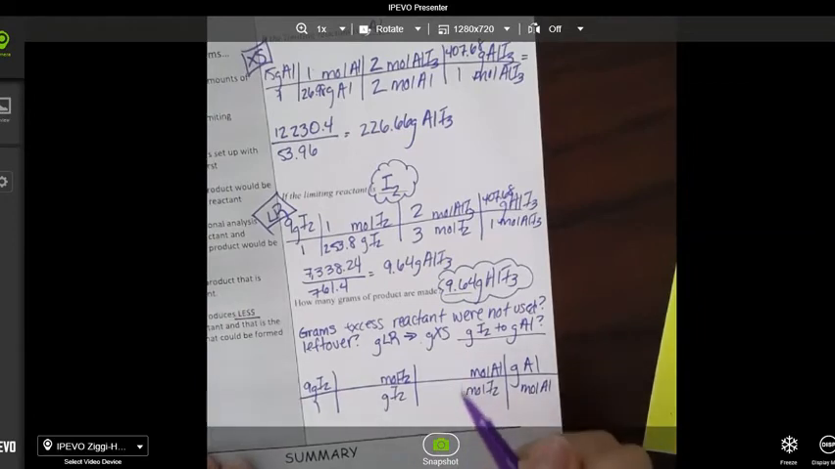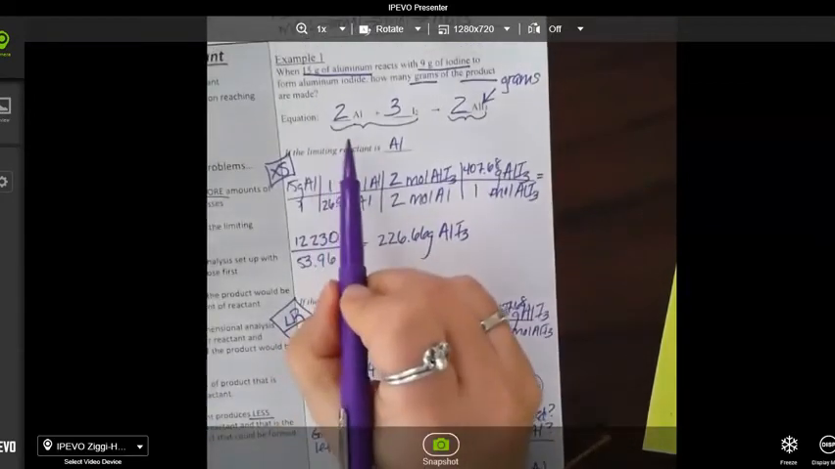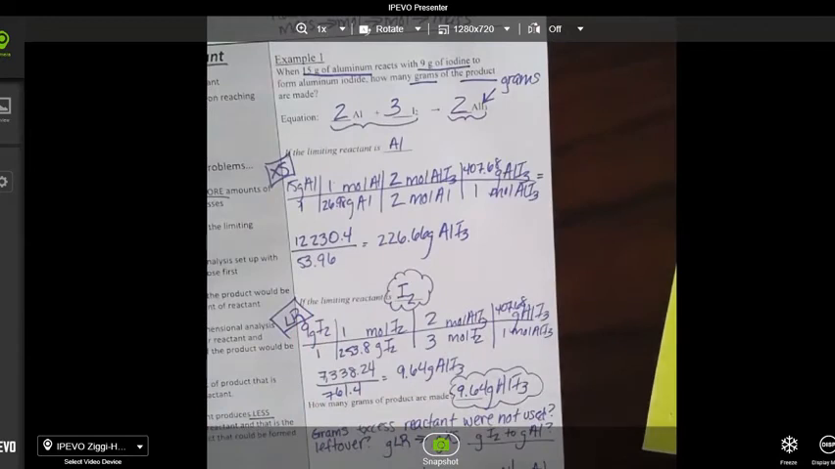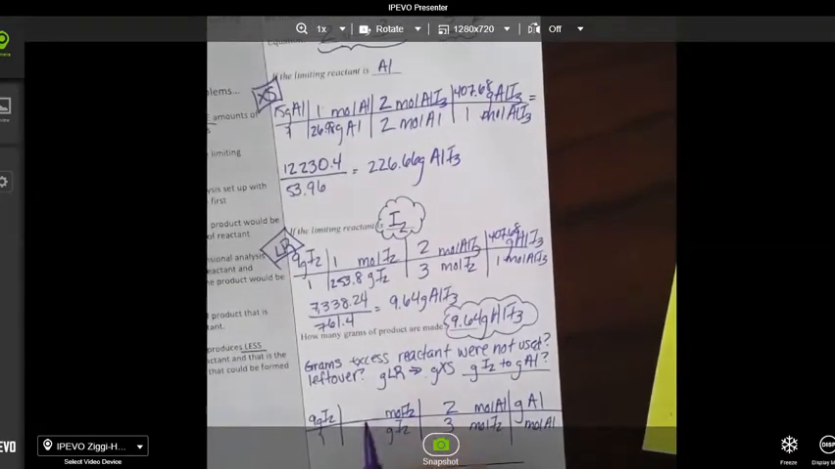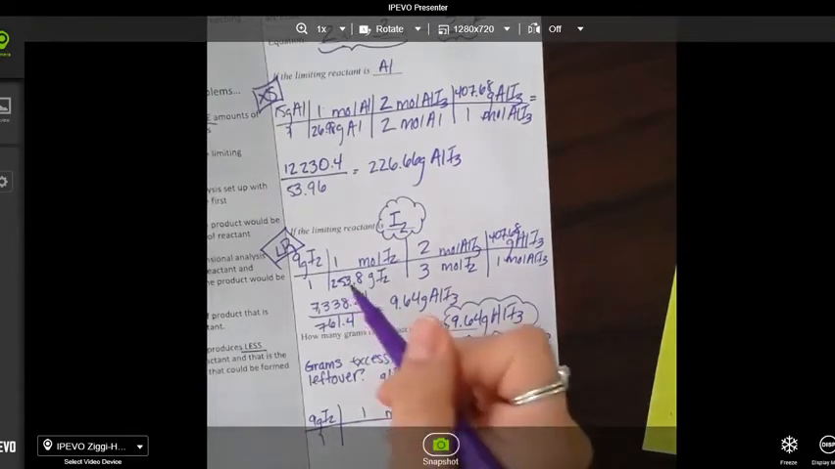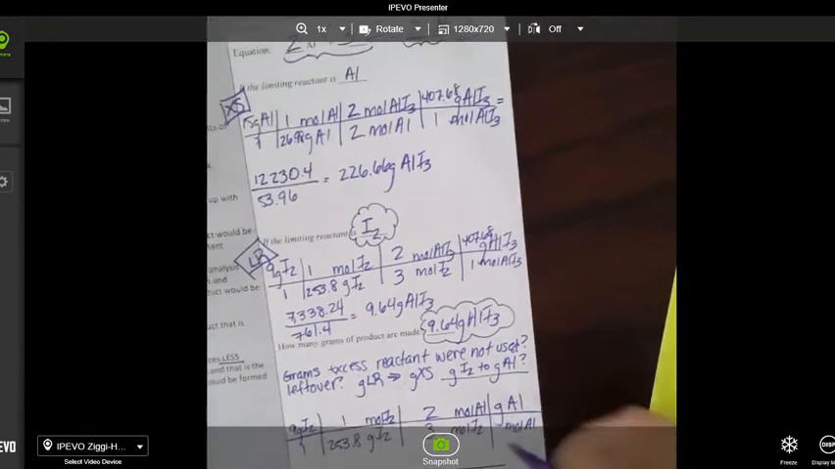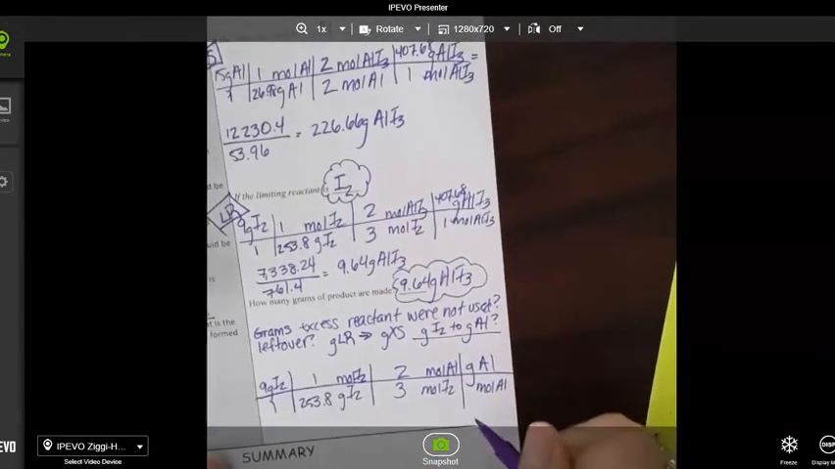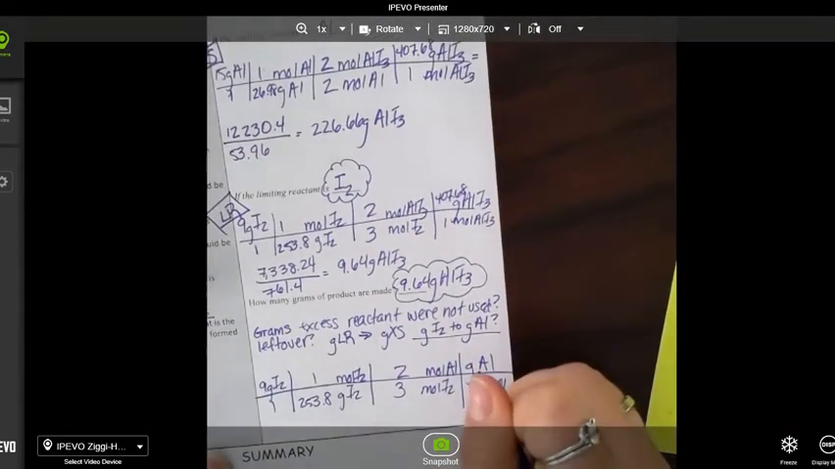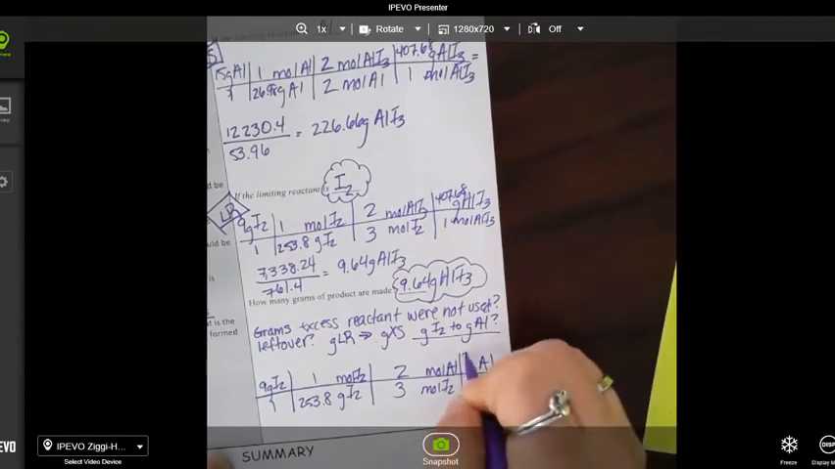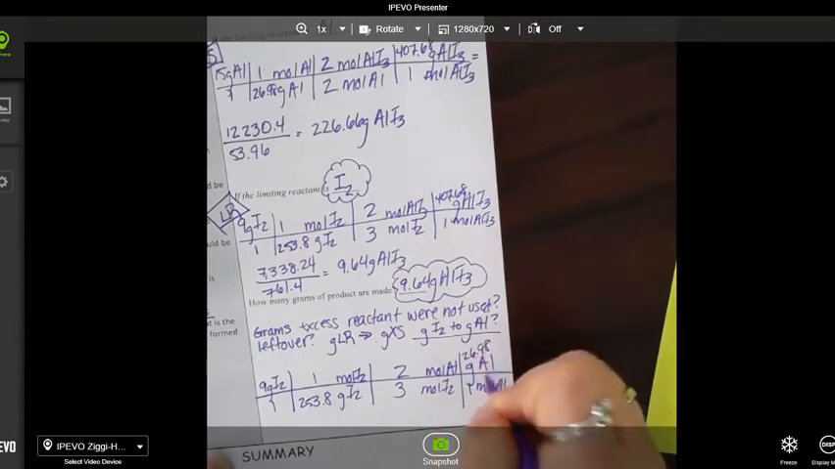All right, the mole to mole ratio for aluminum to I2 is 2 to 3. So 2 moles of Al to 3 moles of I2. The molar mass of iodine I already did right here, so 253.8. And the molar mass of aluminum, which, sorry, I don't have a lot of room, is 1 mole. And then the molar mass of aluminum is 26.98 grams.